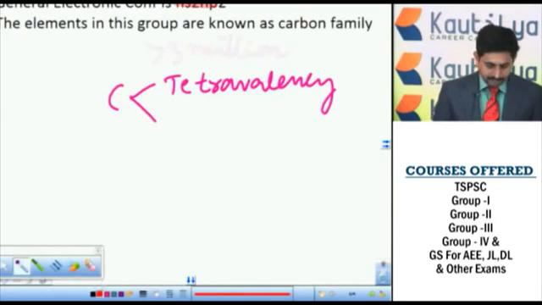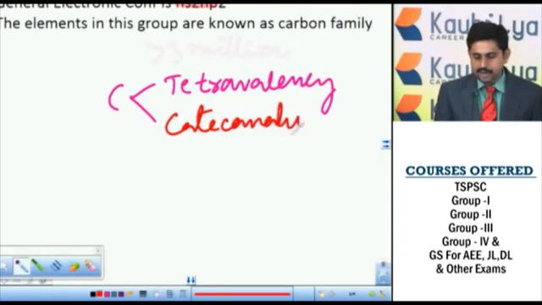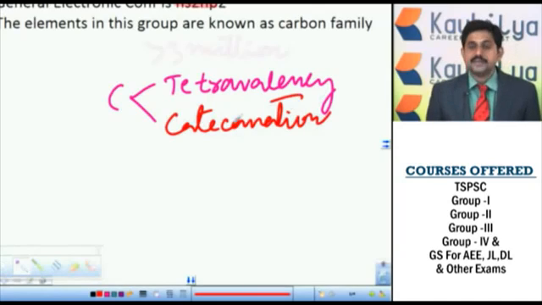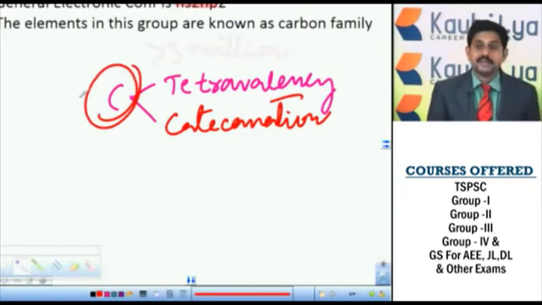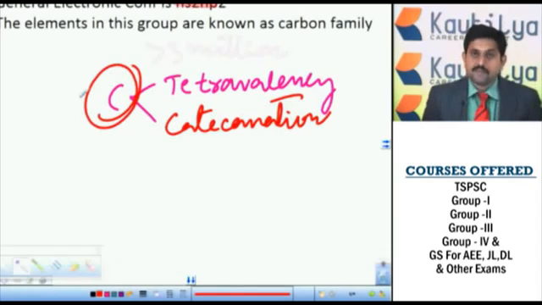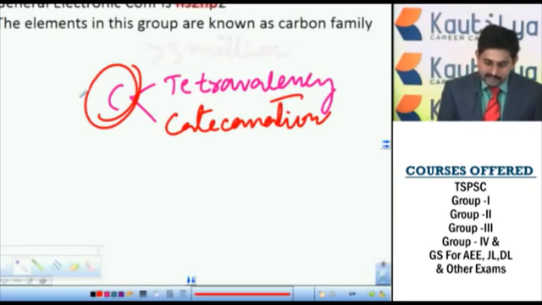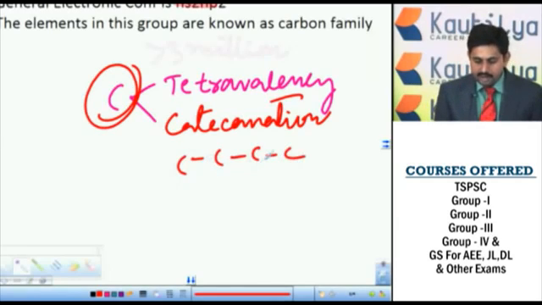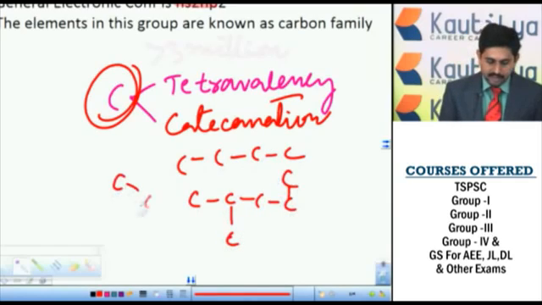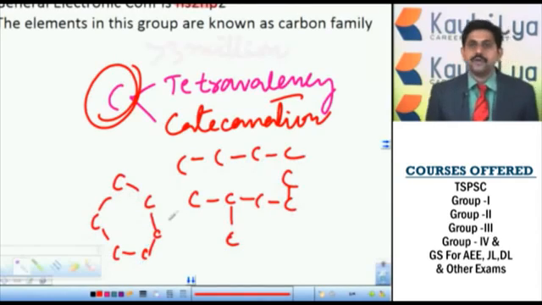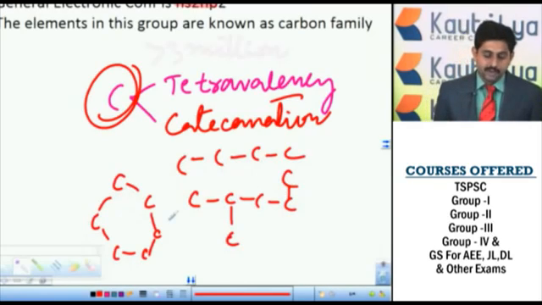Another one is called catenation. Catenation means self-combining capacity. The self-combining capacity of carbon is very high compared with all the elements in the periodic table, and this combining may be in the form of linear chains, or branches, or in the form of a circle or ring. So this is catenation capacity, a peculiar property of the carbon family, particularly of carbon.